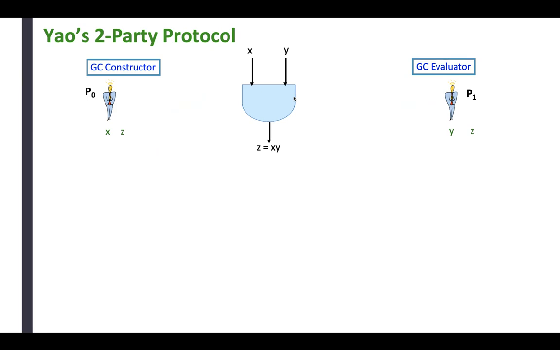Now, here you have taken a very, very simple function, which is an AND gate. Nothing other than that, it's an AND gate and that is all. So it takes two bits. The first bit X comes from the first party P0 and the second bit Y comes from the second party P1, and both of them would like to obtain Z, which is X times Y.